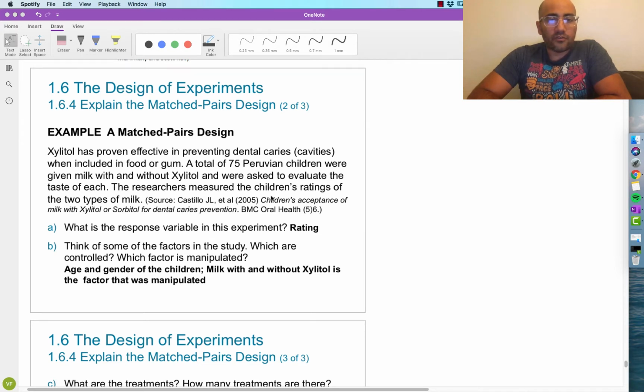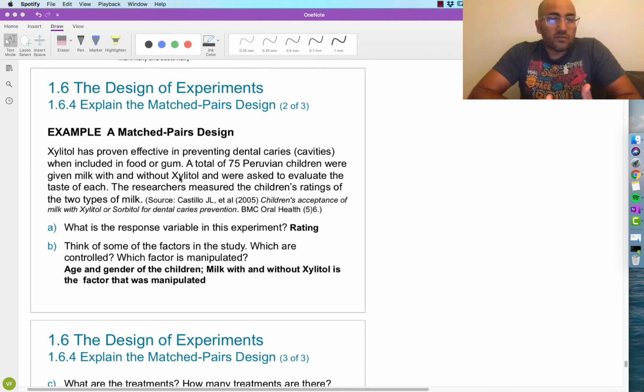The researchers measured the children's ratings on the two types of milk, right? One milk has xylitol and one milk does not. The response variable in this experiment is the ratings, right? They're going to identify which milk they like the most or the least or the same, some sort of numerical ranking to each milk as the children taste them. And of course, this is a matched pair because each child is given both milks, one milk with and one milk without xylitol. And we're trying to see the difference in scores between the two, that's what's important, right?